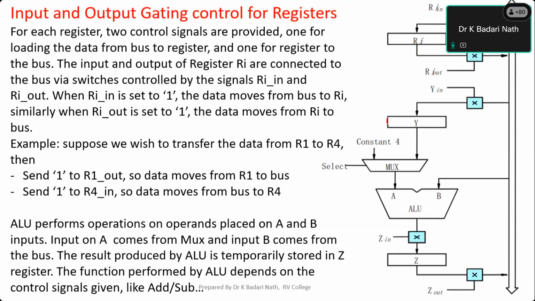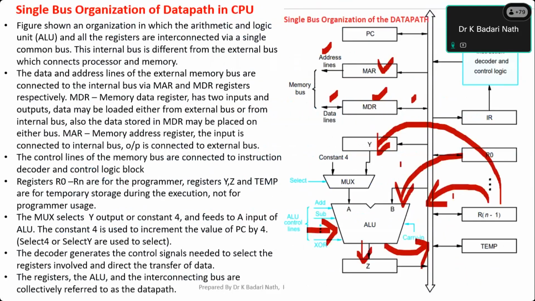Similarly, Y is a temporary register. I said it is required to hold one of the operands required for the ALU. Whenever we need to write into Y, we use what is called Y in. There is no Y out. Y out is automatically connected to the ALU through a multiplexer. So a Y multiplexer is required. What is the concept of that? Let's understand this.